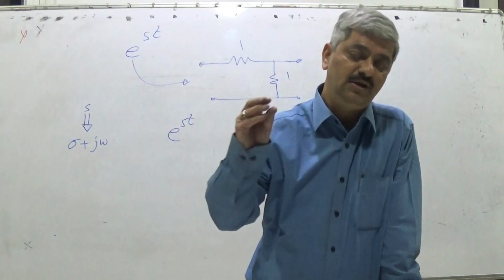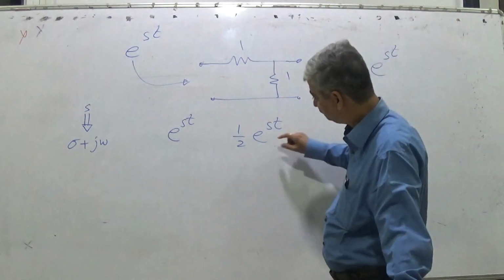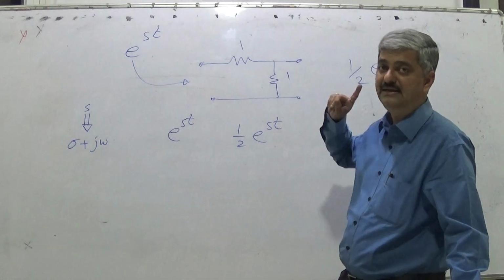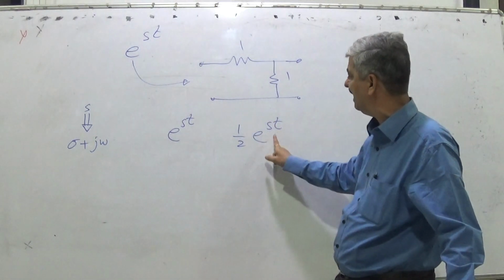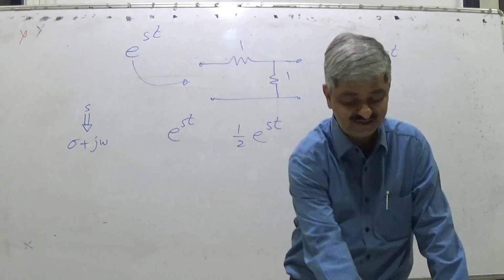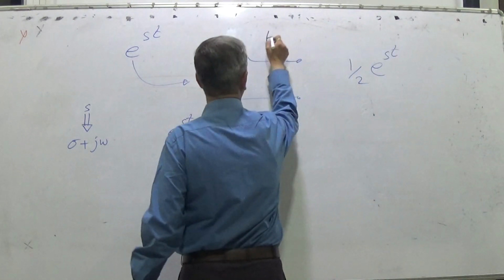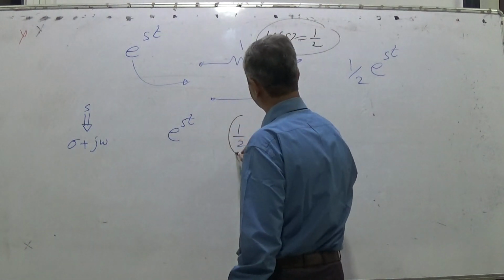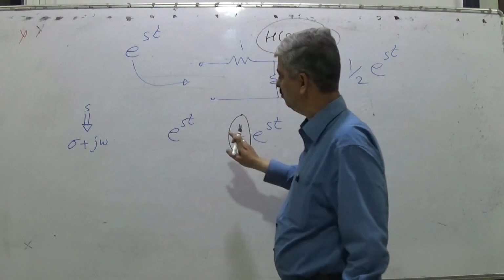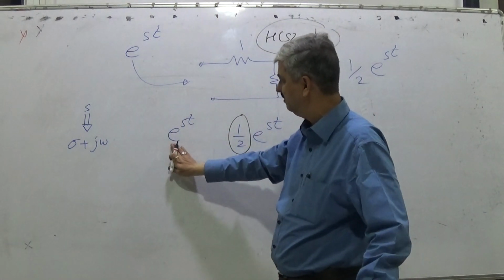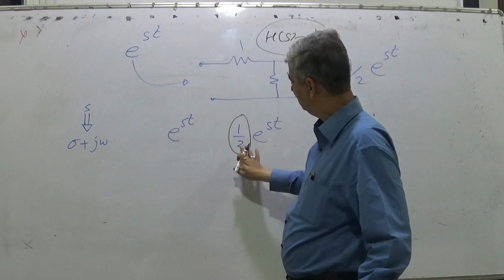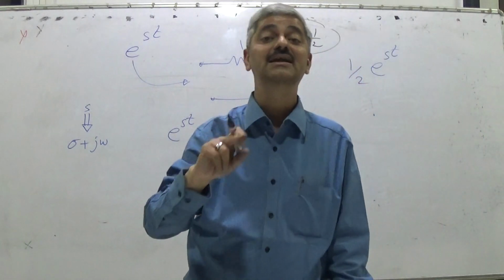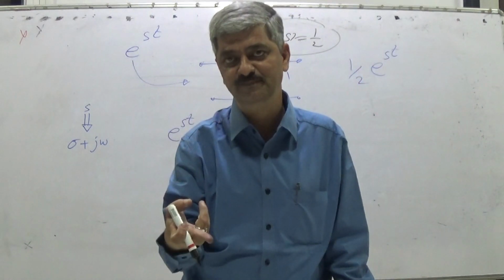Now here what do we get? Here the output is independent of S, meaning H(S) is half. So H(S) is independent of S. So whatever is the input for a resistive circuit, the ratio will always be half. The ratio is independent of the type of the input.